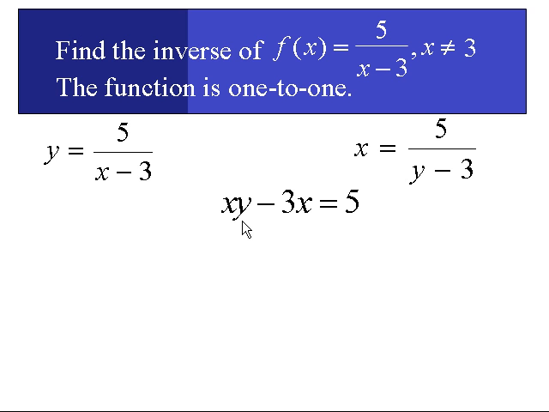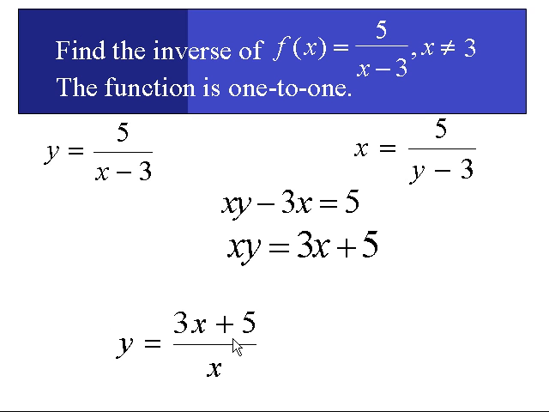To do that, I'm going to isolate the y terms on one side and every term that doesn't involve y on the other side, so I can add 3x to both sides to do that. And then I'll divide through by the coefficient of y, that is x. So y is 3x plus 5 all over x. And that's the inverse function that goes with the original function as it was given.